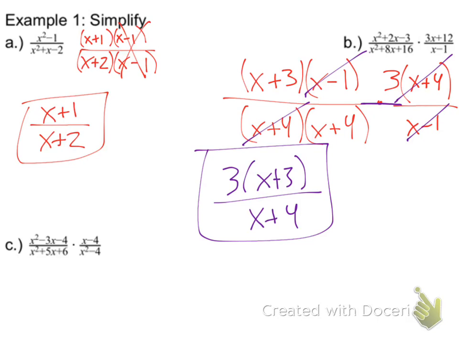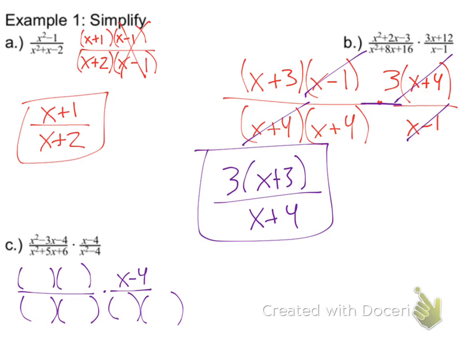And the last one I think we'll do today on the bottom there is x squared minus 3x minus 4 divided by x squared plus 5x plus 6 times x minus 4 divided by x squared minus 4. So I think, again, 3 out of the 4 of them will be factored. And x minus 4 will go along for the ride.